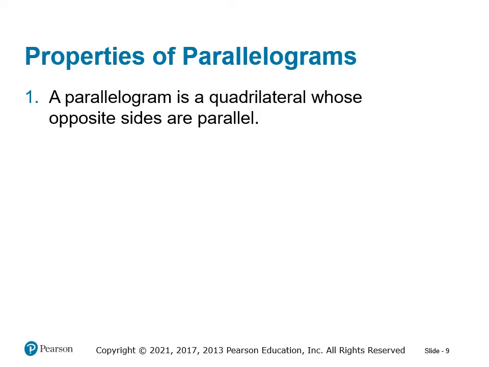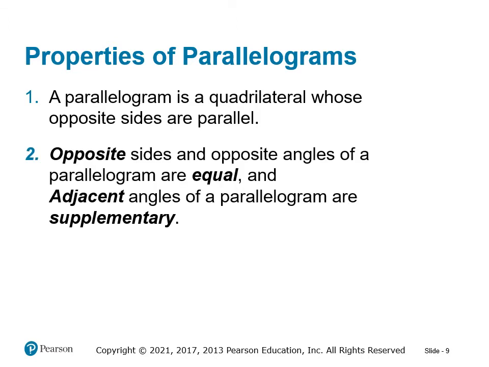So let's talk about some old geometry specifically related to parallelograms, because we're going to use this to solve some triangles and some problems. Remember, a parallelogram is a quadrilateral whose opposite sides are parallel. Opposite sides and opposite angles of a parallelogram are equal. And the angles that are adjacent to each other, the angles that are next to each other, are supplementary. Remember, that means they add up to 180 degrees.